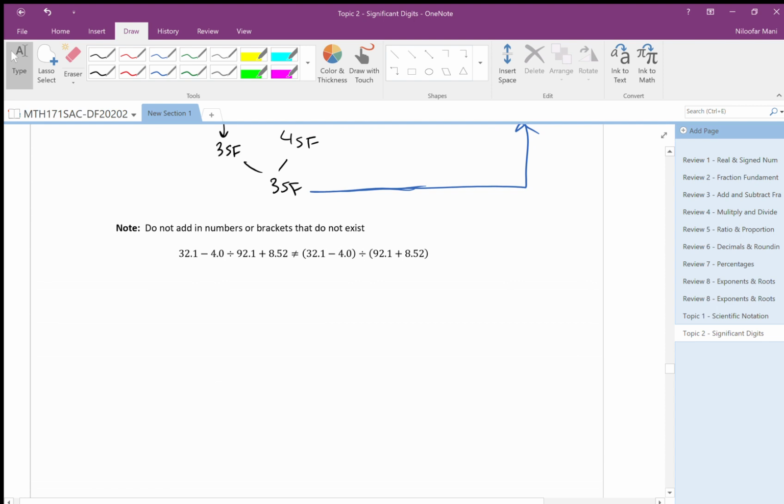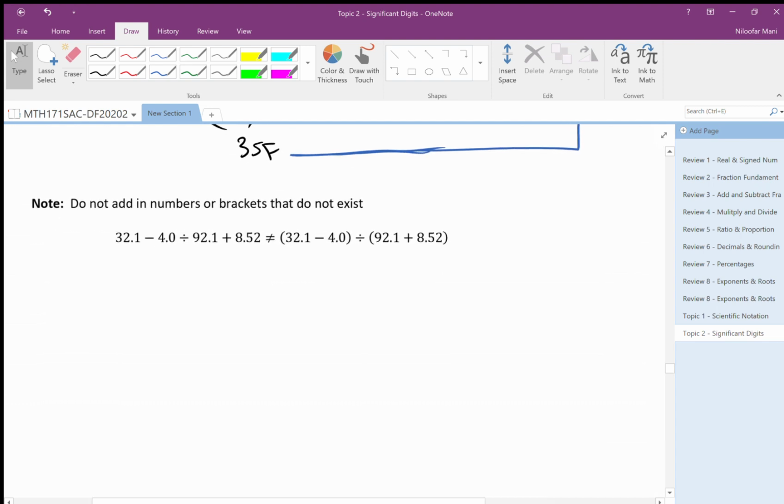So it says do not add in numbers or brackets that do not exist. Yes, of course. I really don't need to mention it because it is based on BEDMAS. But for example, for this one, which one do you do first? Here you do this one first, this one next, and this one third, because you have bracket. Here, there is no bracket, so you do this one first, and then this one, and then this one. So they are not the same as each other. Hello BEDMAS.